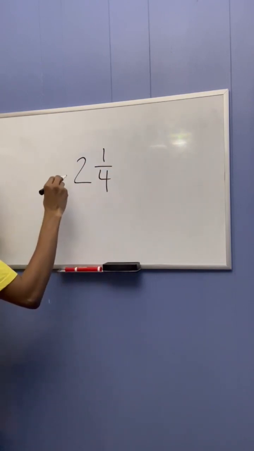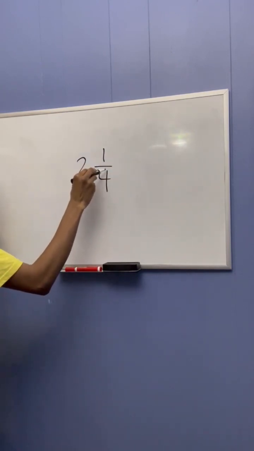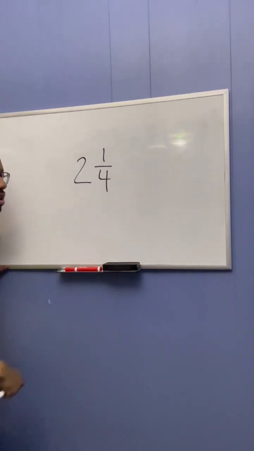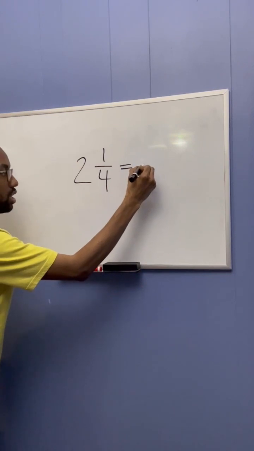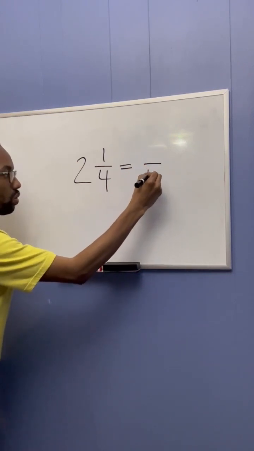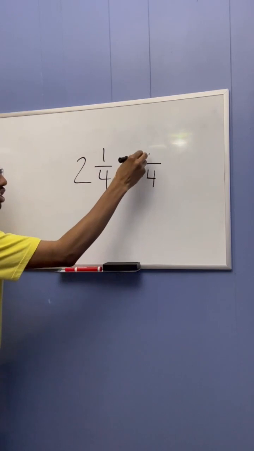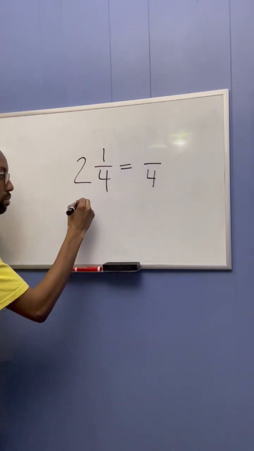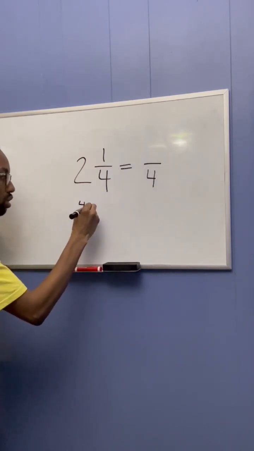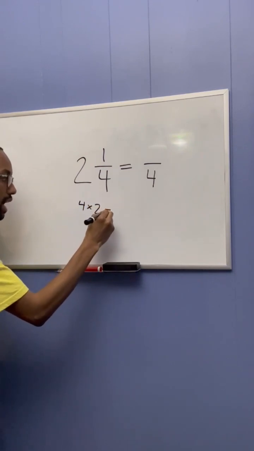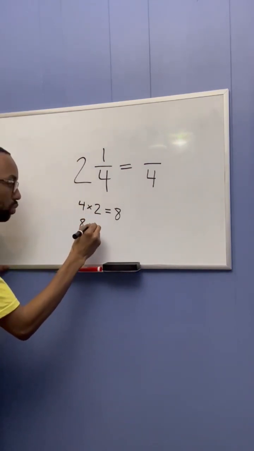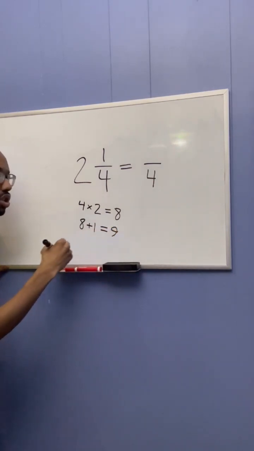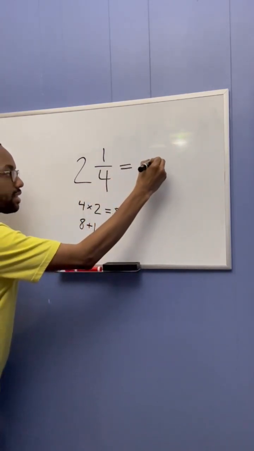2 1/4. When you have a whole number next to a proper fraction, it is known as a mixed number. So let's convert this into an improper fraction. First thing you do is write the number 4 as the denominator. And to get the numerator, you have to multiply the denominator by the whole number, which is 4 times 2, and you get 8. Next, you have to add 1 from the proper fraction. So you do 8 plus 1 equals 9. So the numerator in this case is 9.